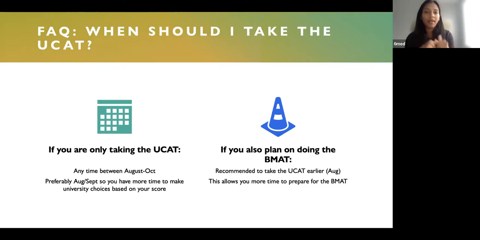Preferably, I would advise you to take it in August or early September, so you have more time to make your university choices based on the score that you get. Because if you leave it all the way to the 29th of September, then if you get a really good score, that's fine. But if you don't get the score that you wanted to get into the university you want to go to, then you might have to change some of your university choices last minute, which can panic you a little bit. So August or early September is when I'd advise you to take the test.